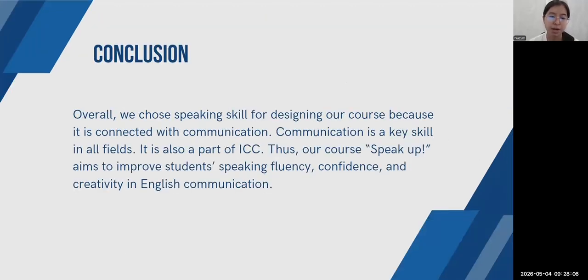So to sum up, we chose speaking skill for our course because it is connected with communication. As we know, communication is a key skill in all fields. It is also a part of intercultural communicative competence. Thus, our course aims to improve students' fluency, confidence, and creativity in English communication.